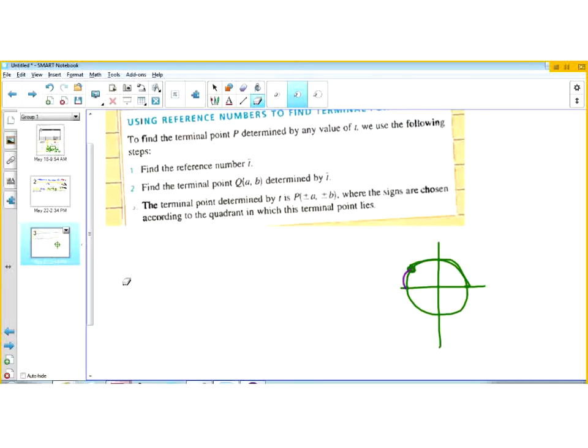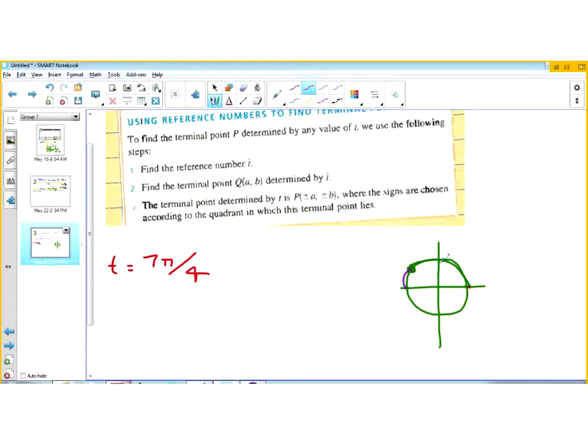So say we want to calculate the terminal point for t equal to 7 pi over 4. All right, so let's let t equal 7 pi over 4. Well, okay, so again, t is positive. So which quadrant do you think 7 pi over 4 is on the unit circle?